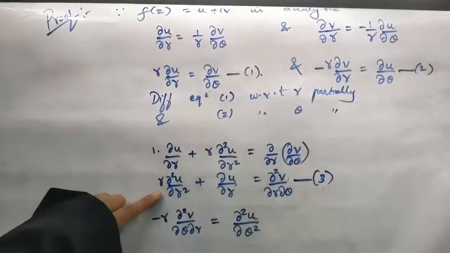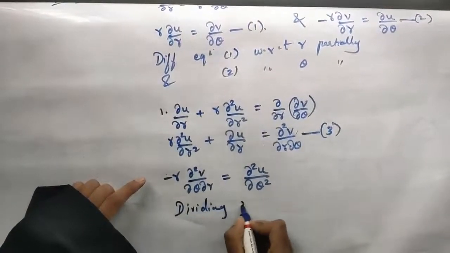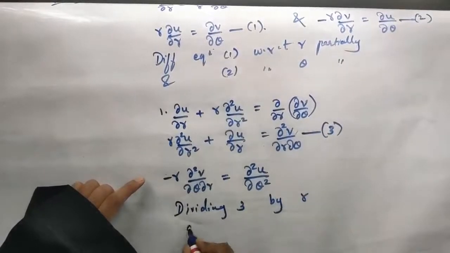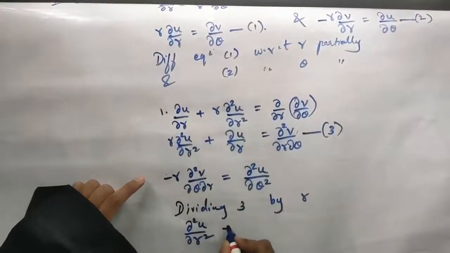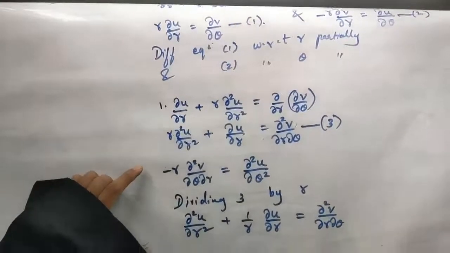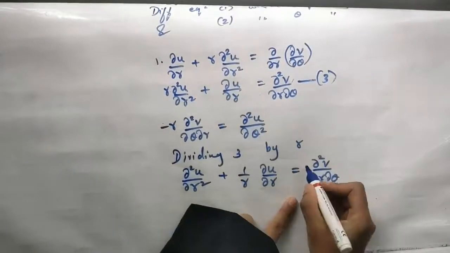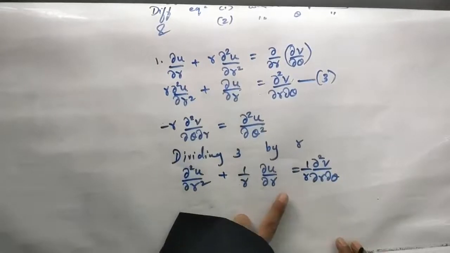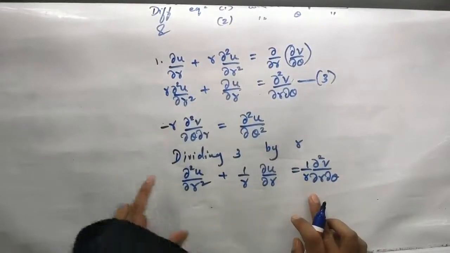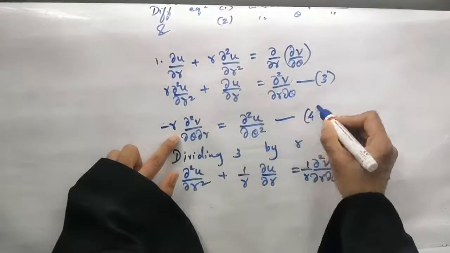Okay, I'll just write it here. Dividing equation 3 by r, you get ∂²u/∂r² plus 1 by r ∂u/∂r is equal to ∂²v/∂r∂θ. And here 1 by r again, because since we are dividing it, so it will be 1 by r. Make a note. Okay. Now what is the value? This is equation 4. Okay.